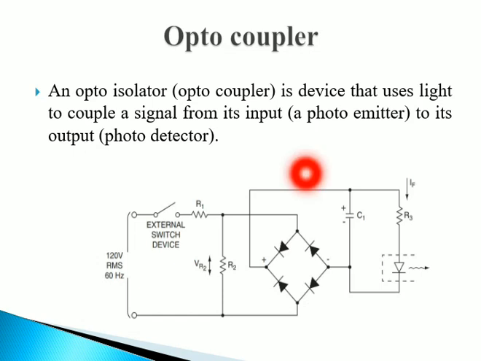Next is the optocoupler. An optocoupler is a device which uses light to couple a signal from its input to its output. The input has a photo emitter, and at the output you connect a photo detector. How it works: when the LED is energized, current flows through the LED, and the light of the LED hits the photodiode, which gives a reverse current through the resistance connected here.